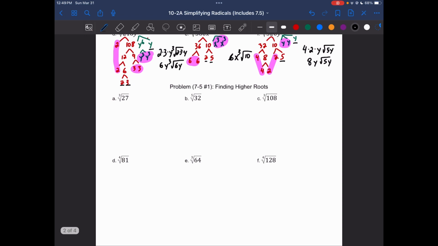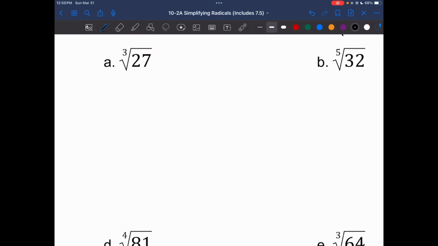Now, finding higher roots. So this is our first portion that's coming to us from chapter 7. And you see here how it really makes more sense for it to be in this chapter than chapter 7. We're looking for the third root or fifth root or fourth root. So we're looking for higher than square roots. So that means instead of looking for a pair of values, we are looking for whatever that index is going to be.